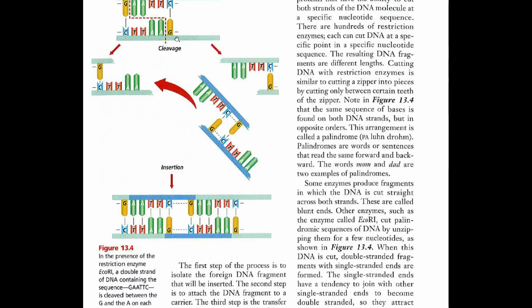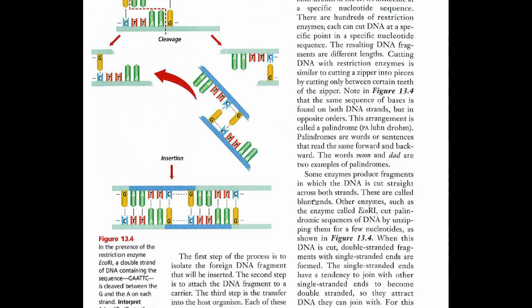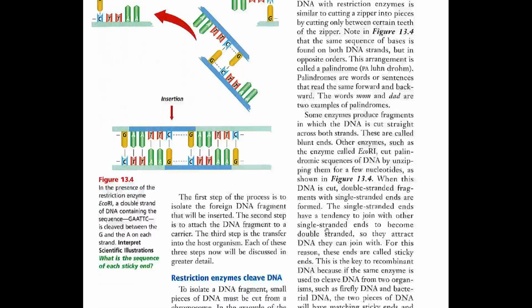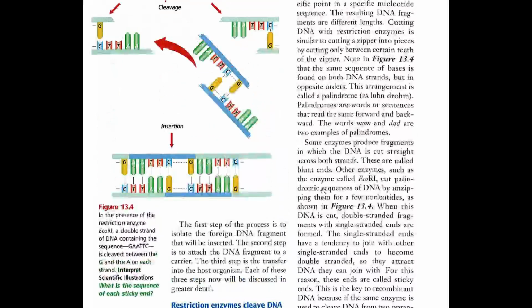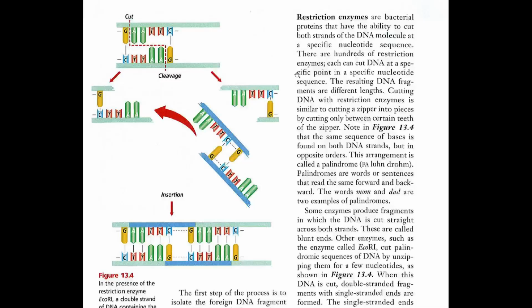This isn't the only way you can cut. This is just one example. Here we see you can cut blunt ends sometimes. You can cut palindrome sequences, which means they're the same back and forth. You can unzip it for a few nucleotides. You can do all sorts of different ones. Up here it says there's hundreds of them, right? So they have a couple different methods of being able to do this, but the idea is the same.